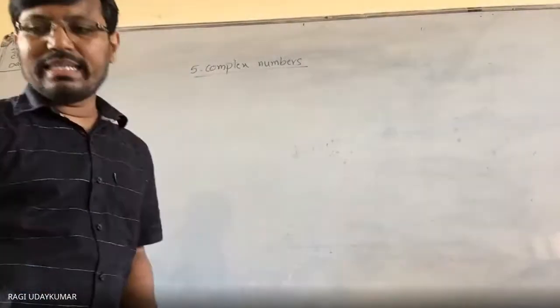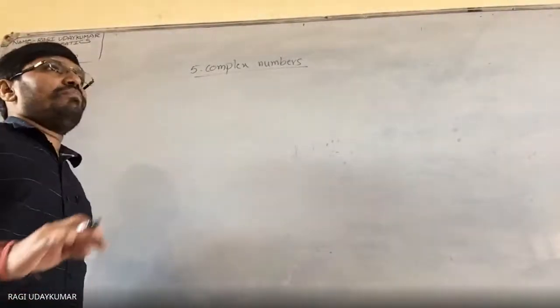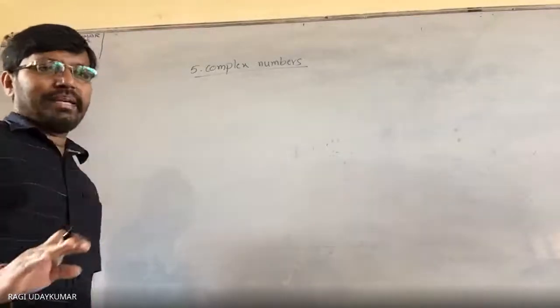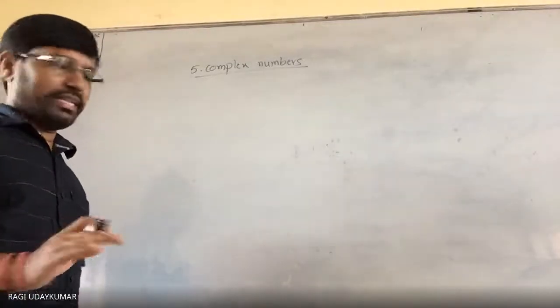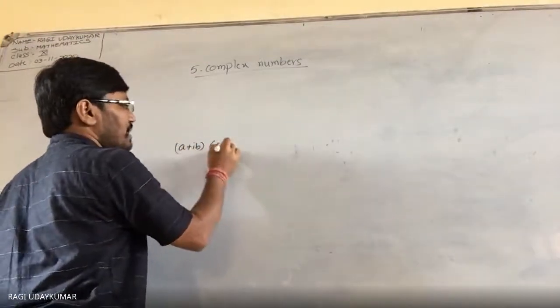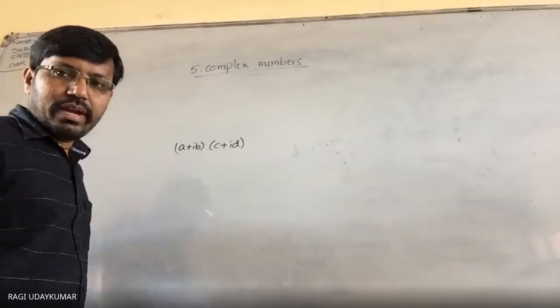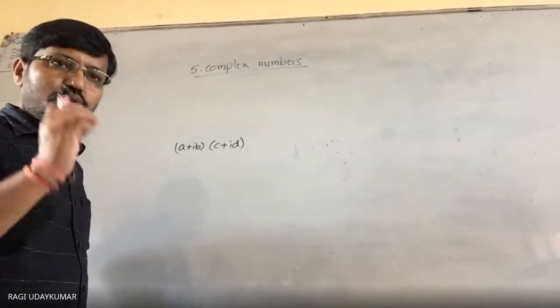So these are the things to consider. Normally, whenever you are taking the multiplication of two complex numbers, suppose a plus ib is a complex number and c plus id is another complex number. Do remember that.